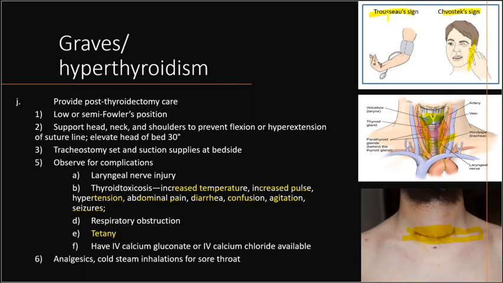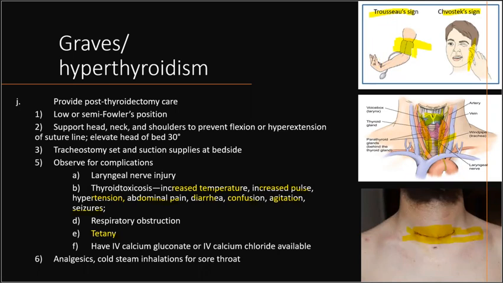Whereas in Trousseau's sign, you will notice carpopedal spasm that results from ischemia. For example, if you notice spasm in the fingers as a result of pressure applied to the upper arm, use a blood pressure cuff and apply pressure on this area, and you notice the fingers going into spasm, that's your Trousseau sign.